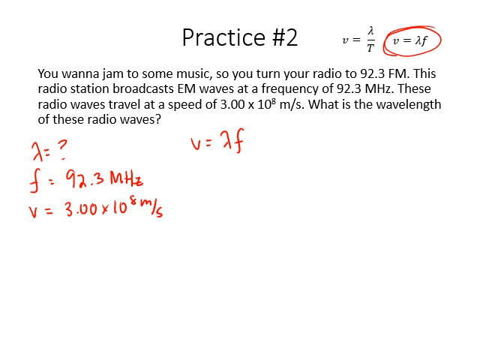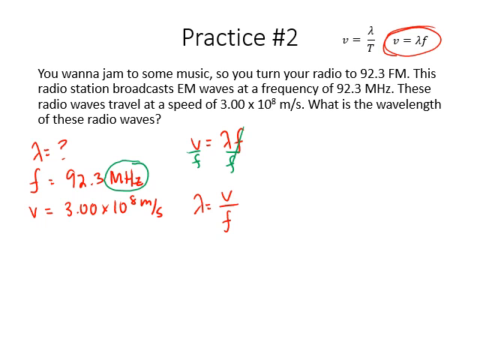Now we need to rearrange this to get lambda on a side by itself. So we divide both sides by frequency, it cancels out on the right, and it's going to leave us with lambda equals speed over frequency. Now in this, we don't have our units correct, so we need to have hertz, and right now it's giving us megahertz. So we're going to need to unit convert that.